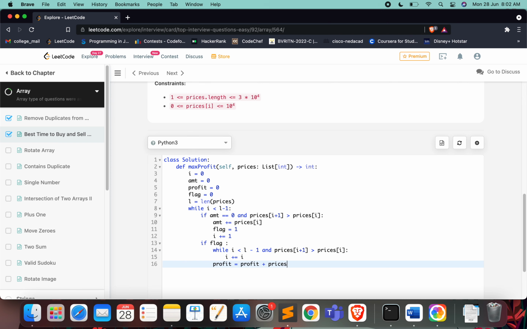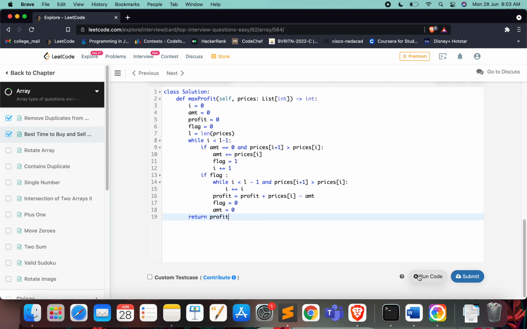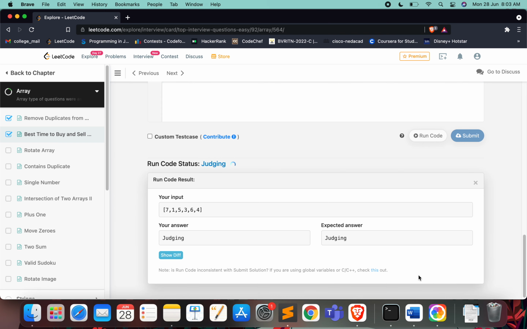After that, we have to add prices of i where the i is, and we have to subtract the amount, if flag. And we have to make the flag 0, and we have subtracted the amount, so we have to reset the amount, and we have to return the profit. Let's see, there shouldn't be any errors, but let's see.